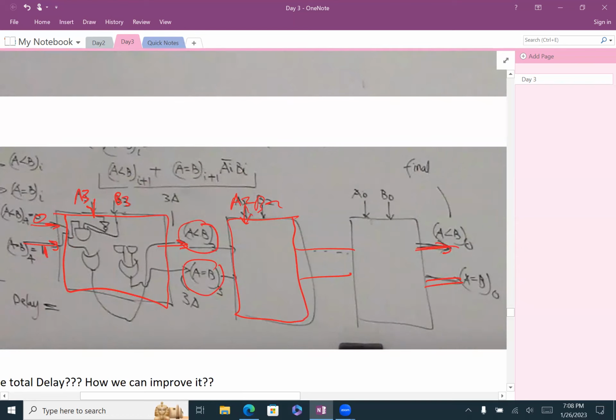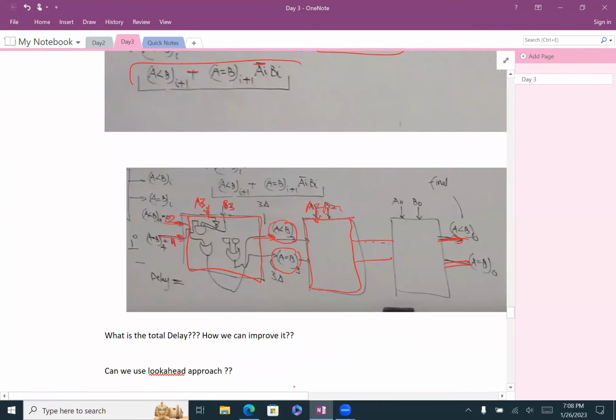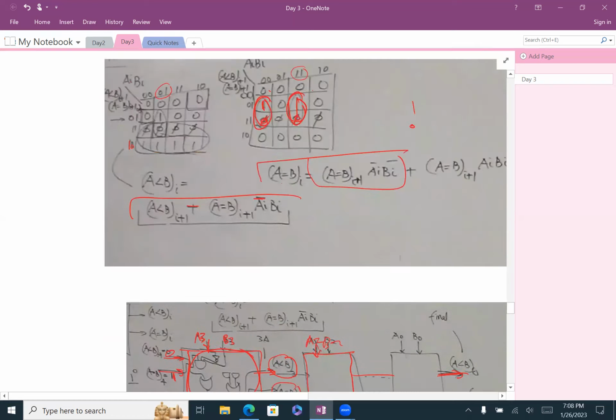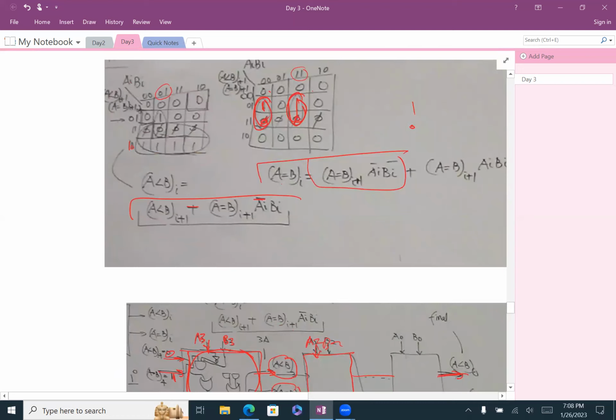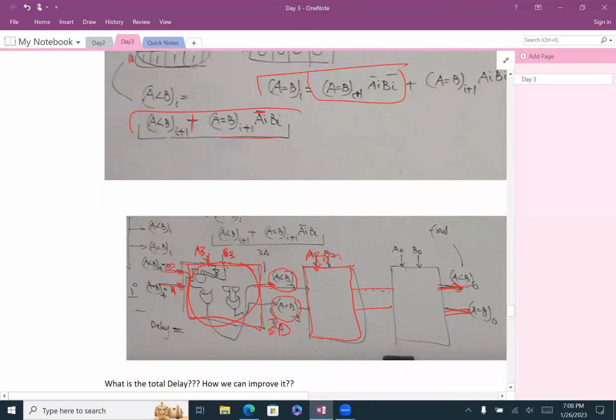Now, the question for you: what is the delay? What's the delay here? Let's say you bring this one down to 3 delta, correct? Because remember how many stages you have. When you do the equation here, what is the equation here? It's 3 levels, because you will have the AND and you will have the inverter. If you do the path, you will have 1, 2, 3. So that's 3 delta. So this block is going to take 3 delta.